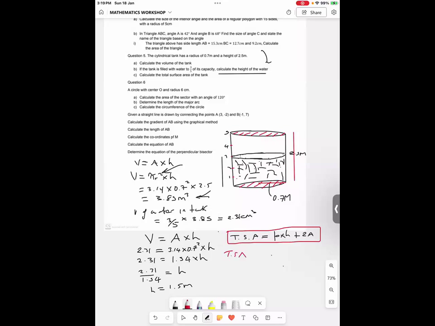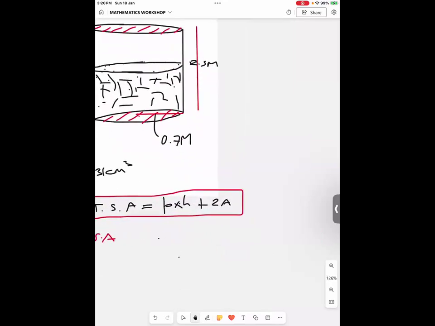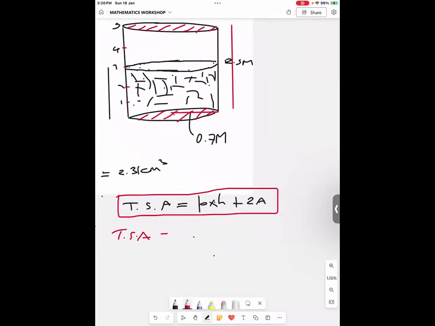So total surface area, let me just zoom up here. Total surface area is equal to, now because, ladies and gentlemen, the base is circular and we want to go around the circle, we know that that's going to be circumference. And circumference is 2 pi r. And we want the height of the tank, which we already have, plus we know that the base is circular, so it's going to be 2 multiplied by pi r squared. So we have a formula for it there. So it's 2 pi r h plus 2 pi r squared.